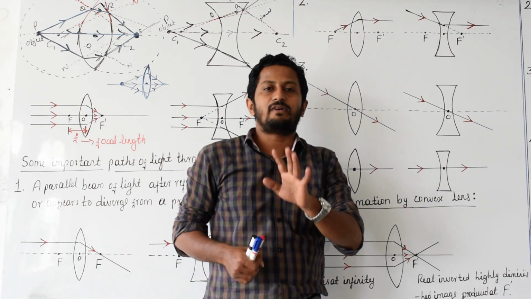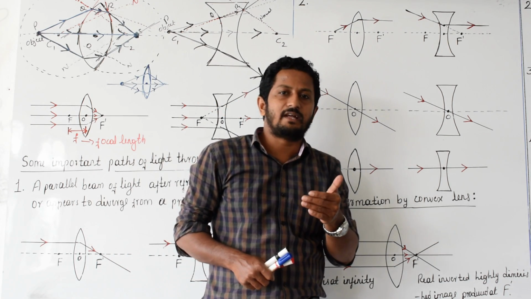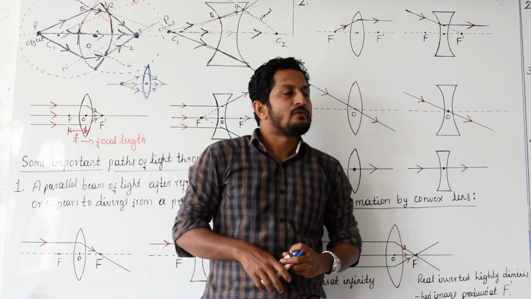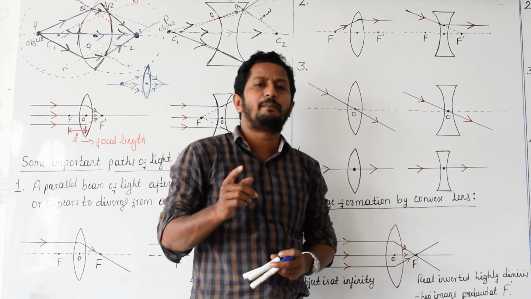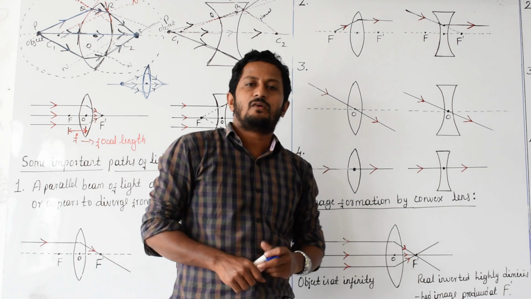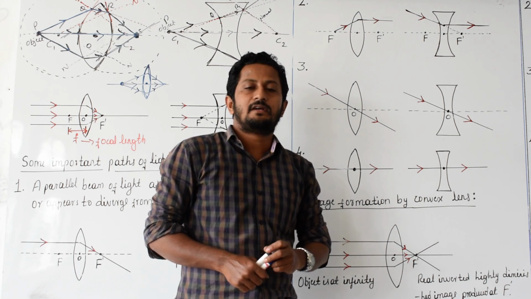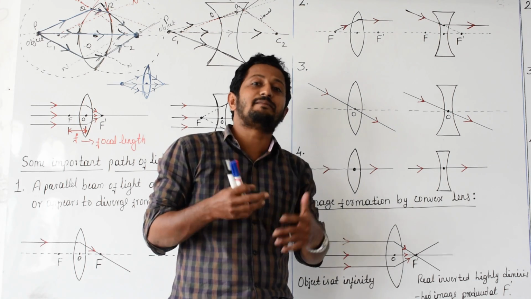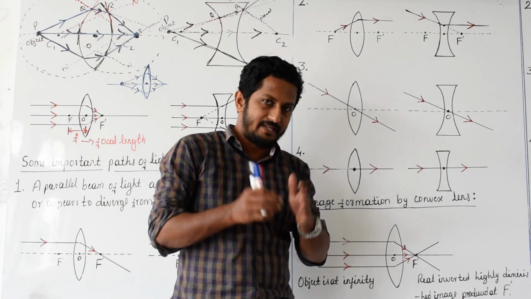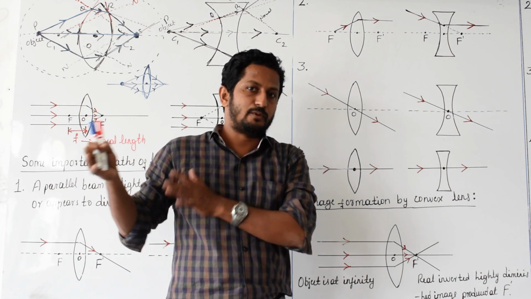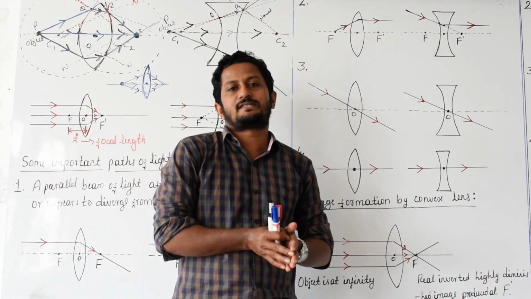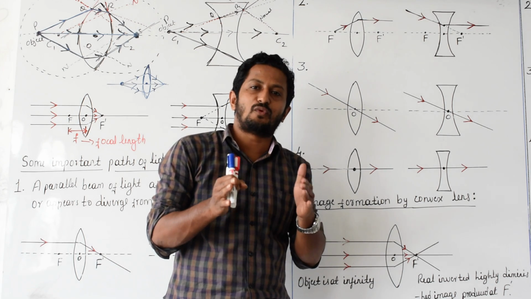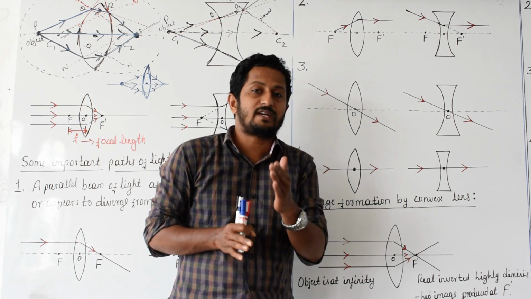These four are very important paths of light through both convex and concave lenses. With the help of these paths, now we are going to draw the ray diagrams to get the images of an object placed at different positions in front of a convex lens. I mean, now we are going to get the image formation by the convex lens.